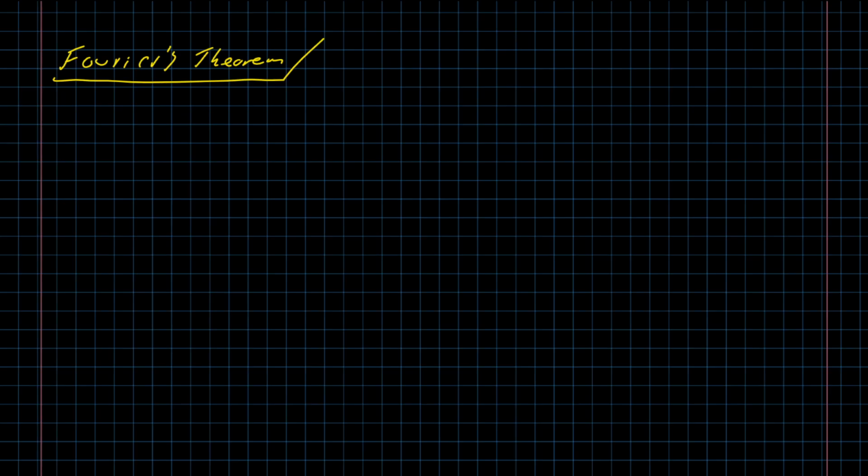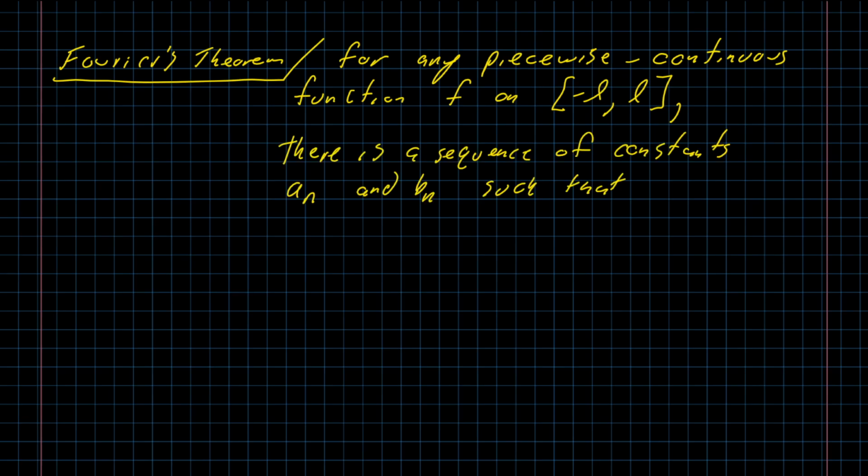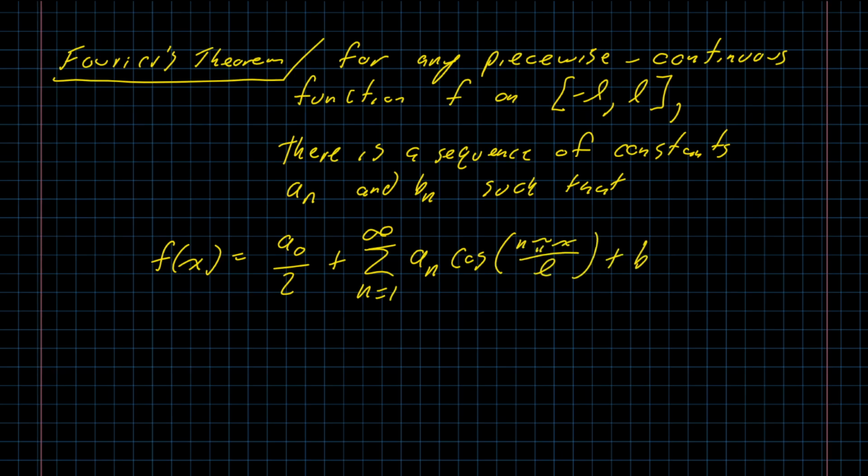For our purposes here, though, we have Fourier's theorem, which tells us that for any function f that is piecewise continuous on the interval from negative L to L, there is a sequence of constants a(n) and b(n) such that f of x is equal to a0 over 2 plus the sum, n goes from 1 to infinity, of a(n) times the cosine of n pi x over L plus bn times the sine of n pi x over L. So the value of a Fourier series is that if you have any piecewise continuous function, you can in fact represent it as a Fourier series in some way, shape, and form.